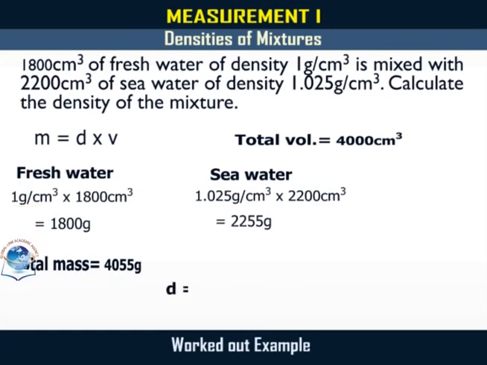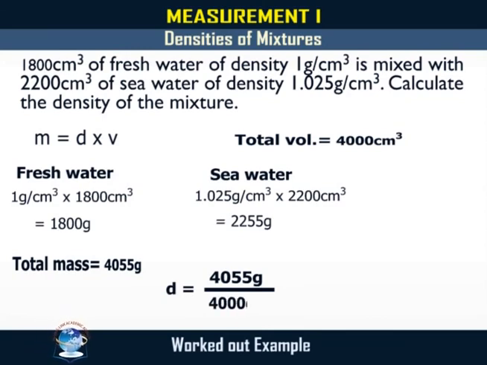Overall density is equal to 4,055 grams over 4,000 cubic centimeters. That gives us 1.01375 grams per cubic centimeter.